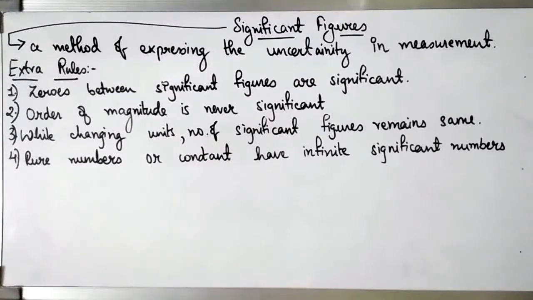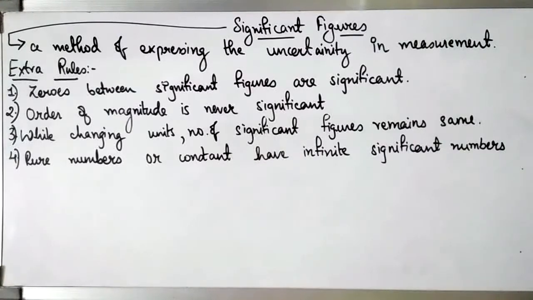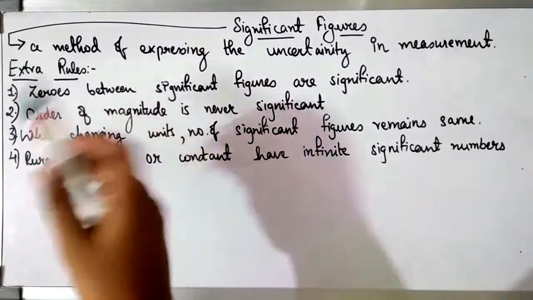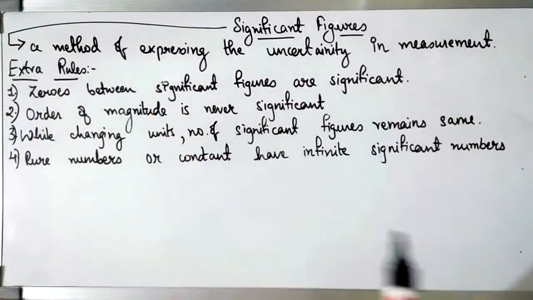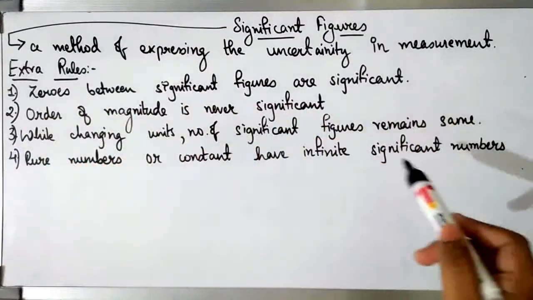So just now I explained to you about 4 rules which are important to determine the significant figures, and these are, you can say, some extra points or extra rules, and they are also important for determining the significant figures. So let's see what the rule says over here. These are some extra rules. You don't consider them in the proper rules, but they are important for determining. So the first one says zeros between significant figures are significant.